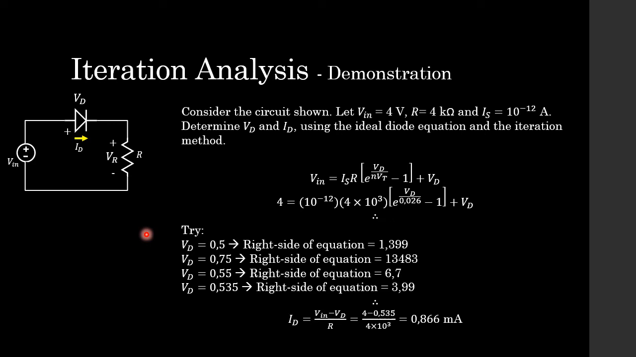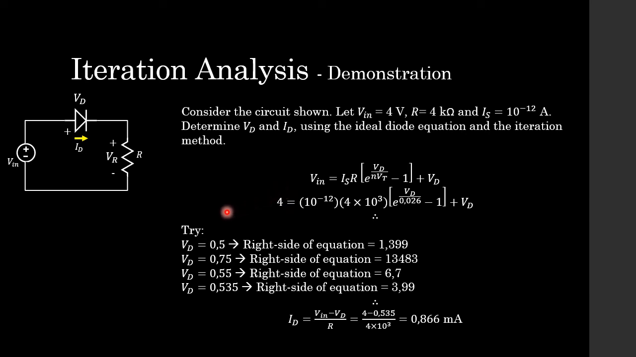Consider the circuit shown. Let the input voltage be 4 volts, the resistance be 4 kilo ohms, and the saturation current 10 to the minus 12 amps. Determine the diode voltage and current using the ideal diode equation and the iteration method. So here we have the equation that we had from the previous slide that we got from substituting in the diode current from KVL into the diode ideal equation. And if we were to plug in everything to this equation, you'd see that the only unknown is the diode voltage Vd. The left side of the equation, we have a number 4.